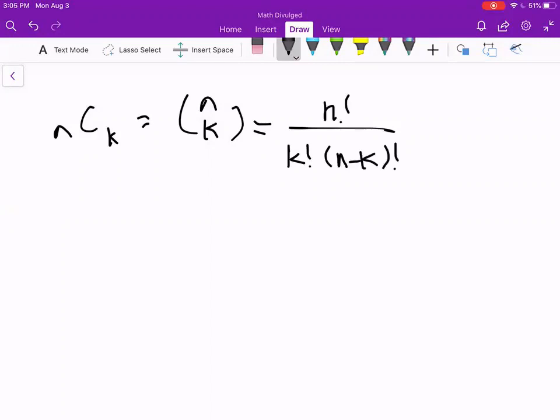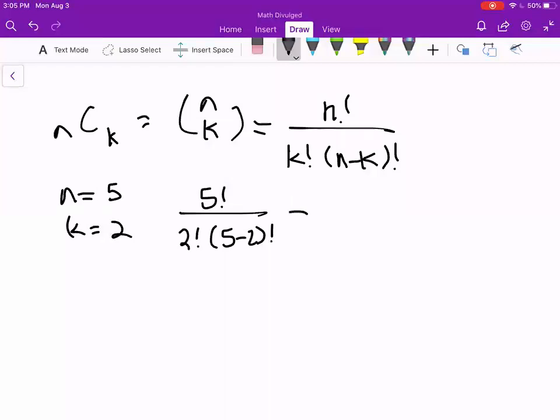We can try this out with our letters from before. We had 5 letters, so n would be 5 because that's the set we're choosing from. And we want to choose 2 letters, so k is equal to 2. If we plug this into the formula, we get 5 factorial over 2 factorial times 5 minus 2 factorial. 5 factorial is 120, and then we divide by 2 factorial, which is 2. And 5 minus 2 is 3, and 3 factorial is 6. So this gives us 10, just like we had before.